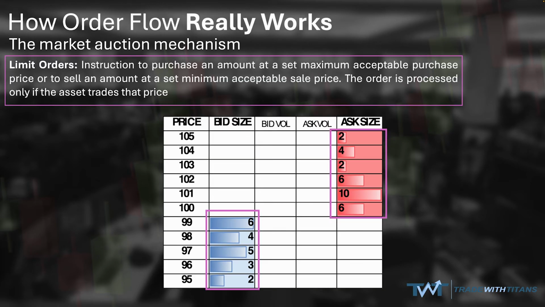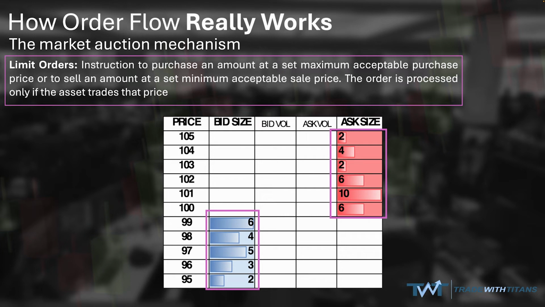When you want to buy or sell an exchange-traded security, there are 2 fundamental types of orders. The first is called a limit order. A limit order is an instruction to purchase an amount at a set maximum acceptable share purchase price or to sell an amount at a set minimum acceptable sale price. The order is processed only if the asset trades at that price. When you place a limit order, you're guaranteed to have that order execute at your pre-specified price or better.